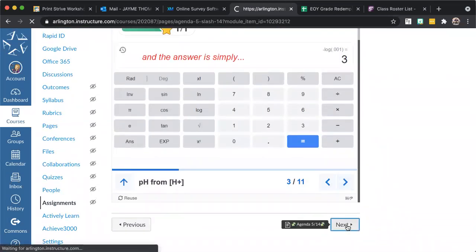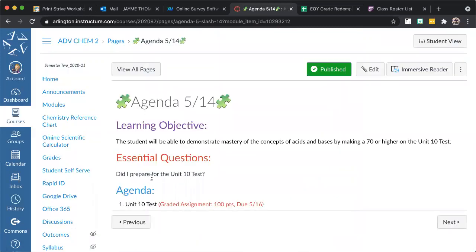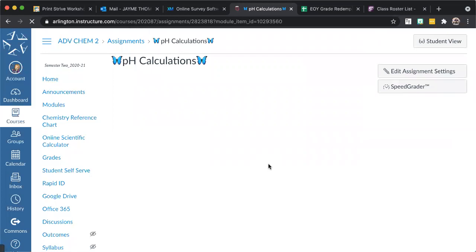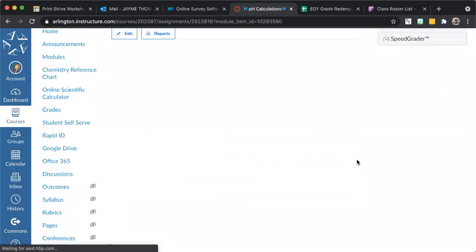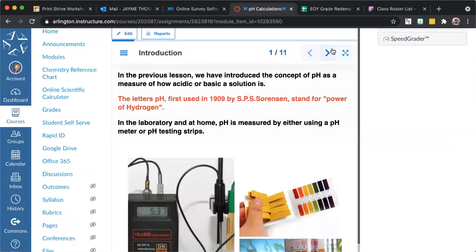So you guys, we're going to look at a couple more practice ones. And then you guys have something that you're going to practice doing on your own.